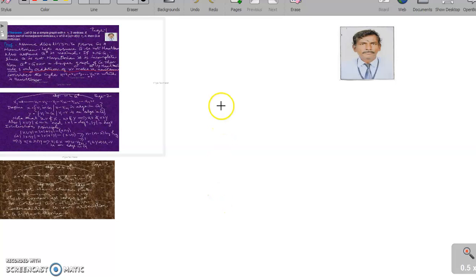This is a very important theorem in graph theory called Ore's theorem. Okay, so Ore's theorem we are going to discuss now. Before going to the theorem, I will explain some concepts behind that.